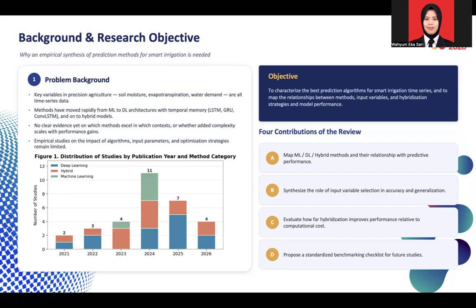We still do not have a clear picture of which method performs best in which context, or whether the added complexity actually pays off in accuracy. So our objective was to characterize the best performing prediction algorithm for smart irrigation time series and to map how method, input variables, and hybridization strategies relate to performance. The review makes four contributions. We map the three method families against predictive performance, synthesize the role of input variable selection, evaluate how far hybridization pays for its computational cost, and propose a standardized benchmarking checklist.